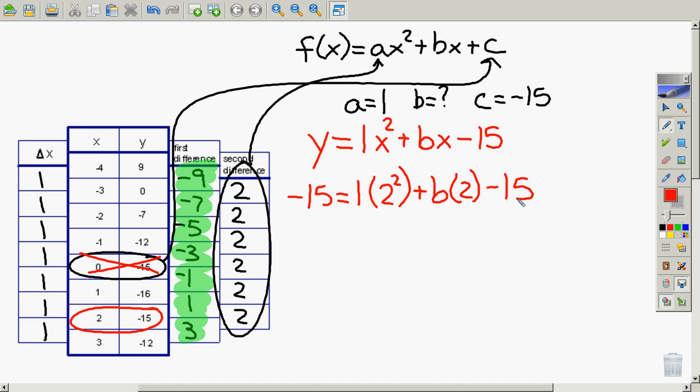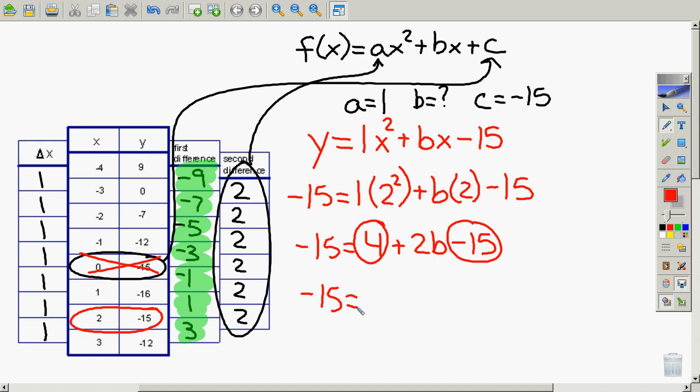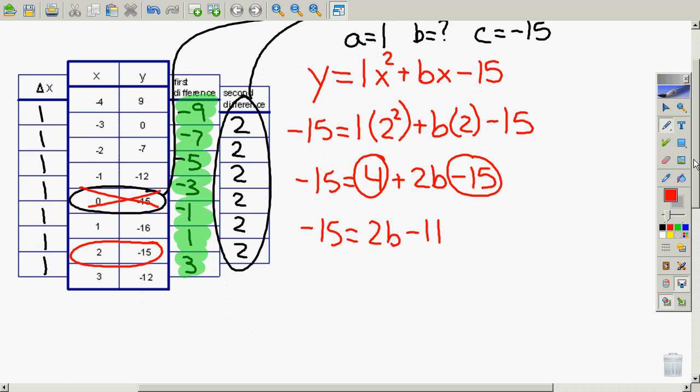And now I'm just going to clean it up a little bit and do negative 15 equals 2 squared is 4, and 4 times 1 is just 4, plus 2b, because b times 2 is just 2b, and then minus 15. These two right here can go together, 4 and negative 15, so this is really saying negative 15 equals 2b minus 11. And then we just have to finish this by solving a simple two-step equation.